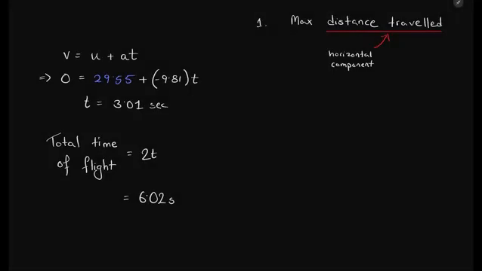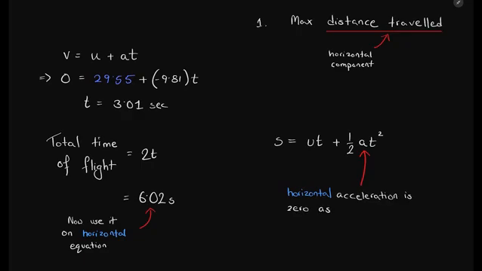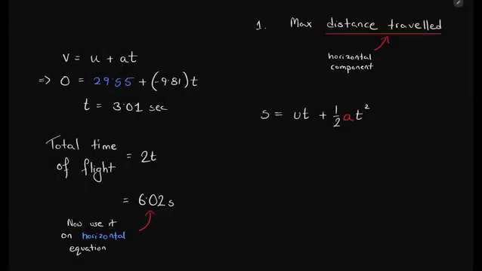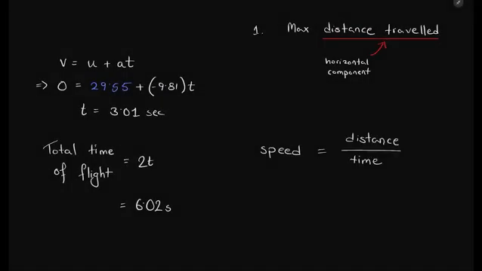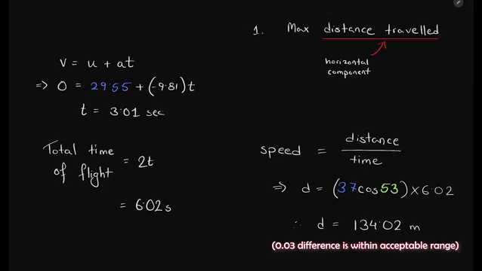Now we can use this in the horizontal equation. Here you can see the horizontal acceleration is 0 as gravity does not affect the horizontal direction. So using the values, we find that the distance is 134.05 meters. We can also use the easier formula to prove that our answer is correct. Let's use the formula speed equals distance by time. See, the answer is the same.